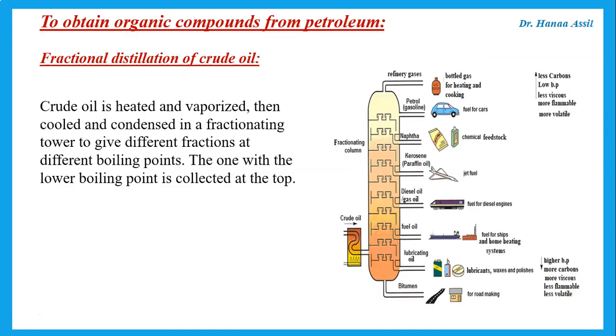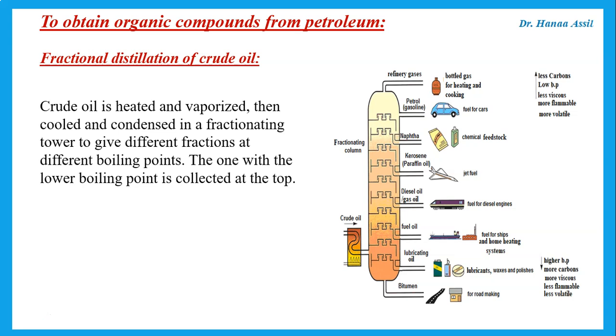You should know what happens to petroleum in order to obtain the different fractions. Remember, the petroleum, which is crude oil, is heated and vaporized, then cooled and condensed in the fractionating tower to give different fractions at different boiling points. You should know the names of the fractions, the arrangement of the fractions, and the uses of the fractions.